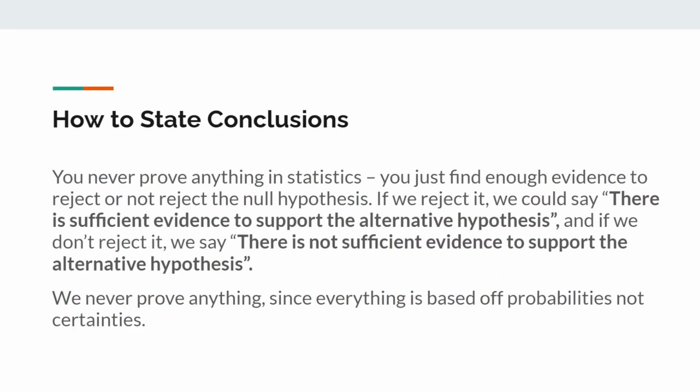So you never prove anything in statistics because nothing is actually true. It's just basically what evidence supports. So if we reject the null hypothesis, we say there's sufficient evidence to support the alternative hypothesis, and vice versa. If we don't reject it, we say there is not sufficient evidence. We never prove anything since everything is based off probabilities, not certainties, and that's the language of hypothesis testing.